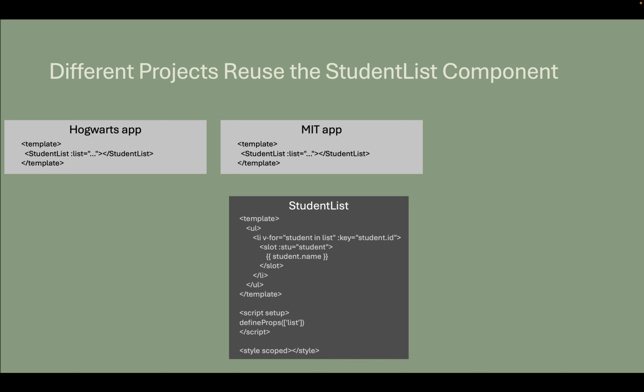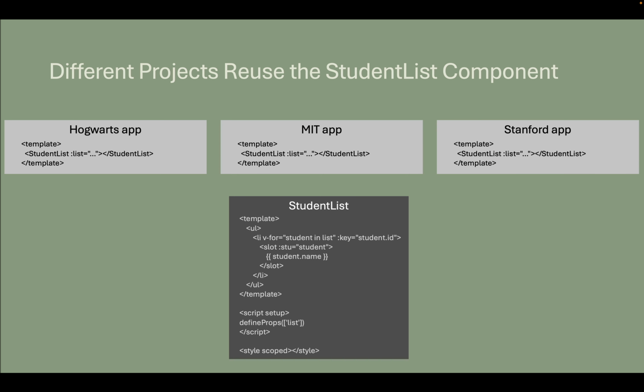Maybe we want to make everyone's name silver gray. That's the color of MIT. And you know that we can easily do it by using scoped slots. So my point here is the custom logic stays in the consumer components, that is the MIT app and also the Hogwarts app. We're not polluting the logic in the student list component.